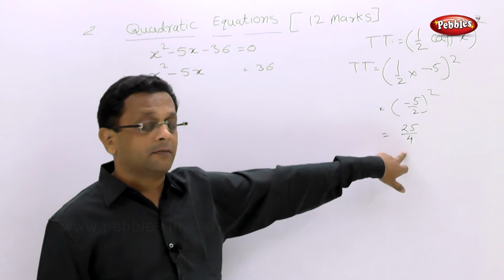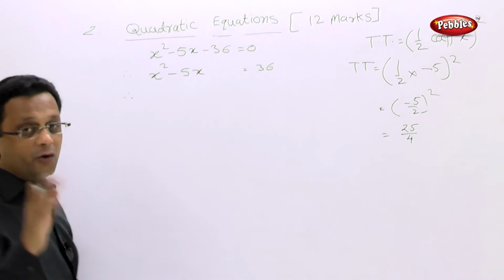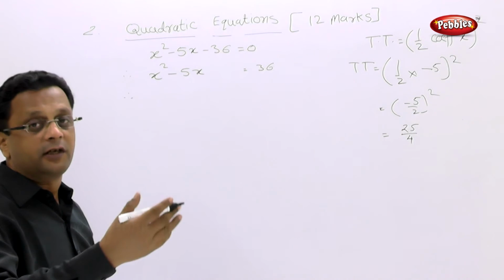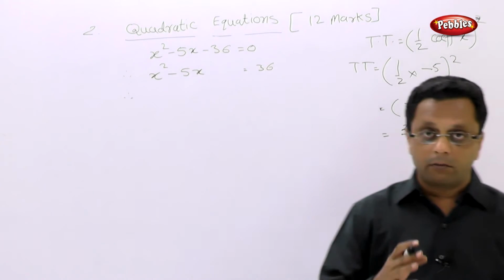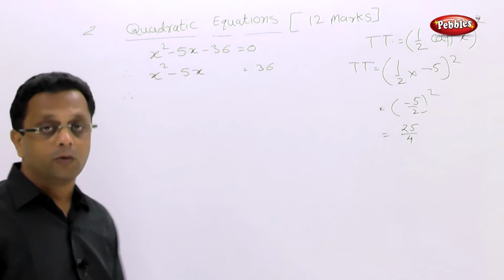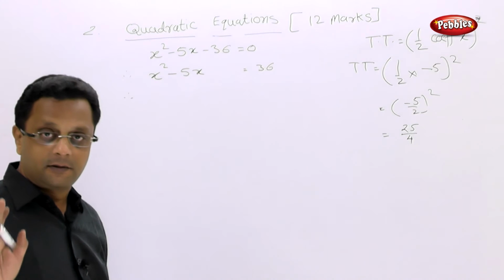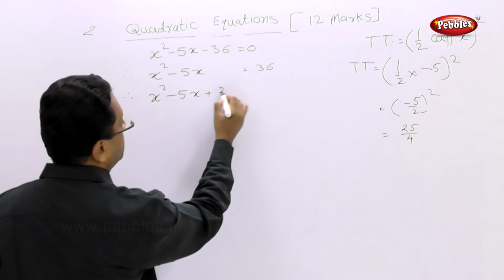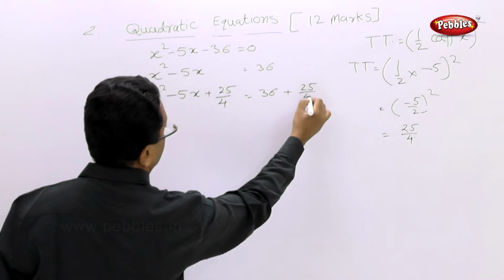Now let us add this term to both the sides of the equation. What will you get? You have to write there, adding third term to both the sides of the equation. I am not writing it, but you have to write it. Okay? Don't make shortcuts. Just write the explanation, what you are going to do. If you are going to take the square roots, write there, taking square roots of both the sides. So here it is, x square minus 5x plus 25 by 4 equal to 36 plus 25 by 4.